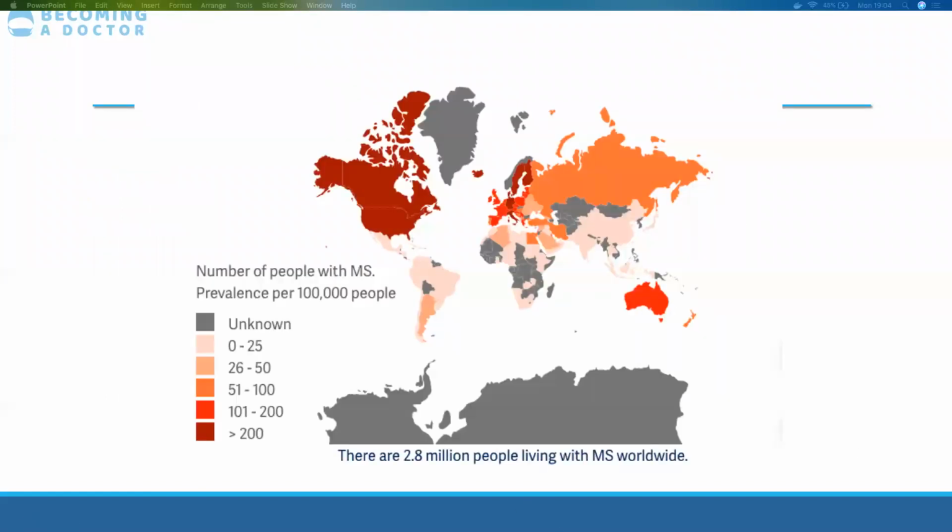This is a map we were shown in one of our lectures, and I thought it was really good. It shows the prevalence of MS around the world, and as you can see, there are places where it's much more common, like the darker reds.